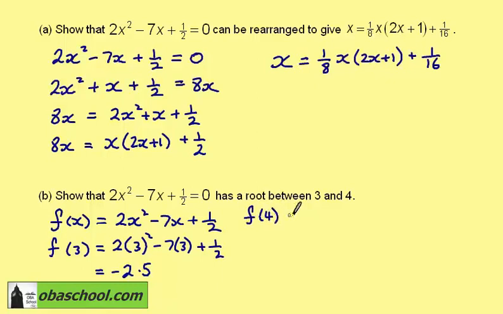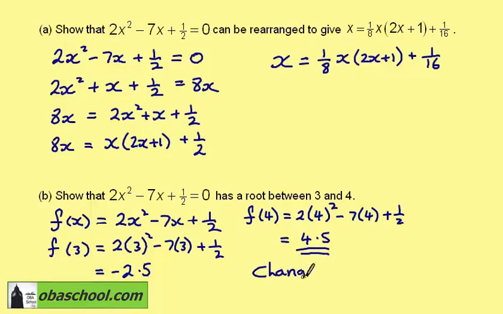Evaluating f of 4, we get 2 times 4 squared, take away 7 times 4, plus a half. This is 2 times 16, which is 32. Take away 28, which is 4. Add a half, which is 4.5. So we have a change of sign, which, as we know, implies a root. So there's a root in the interval 3, 4.